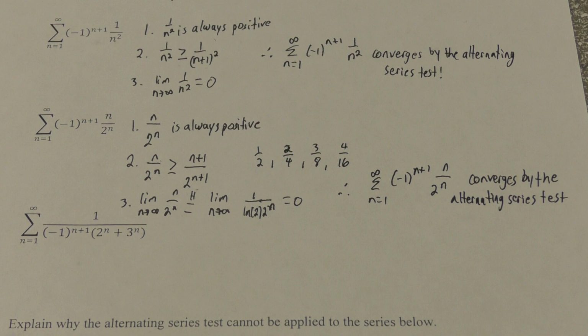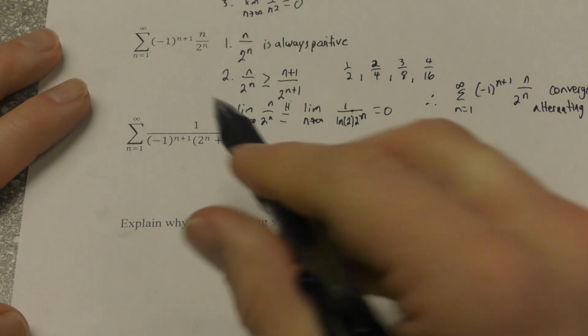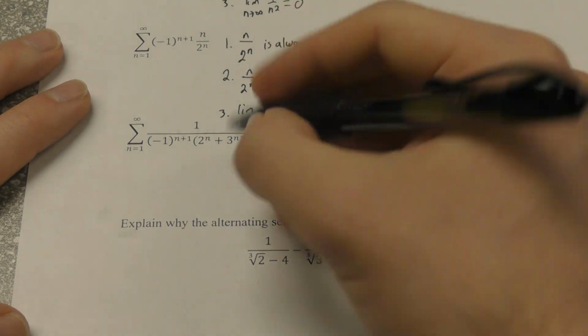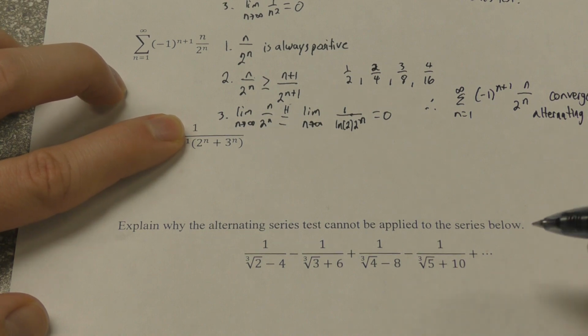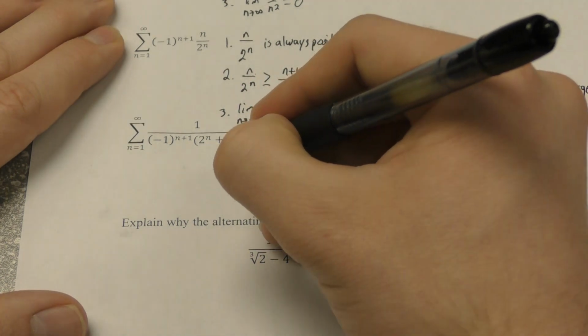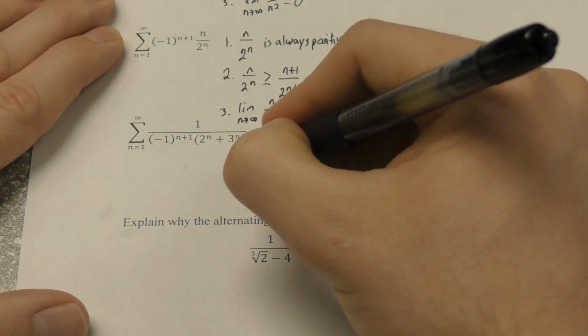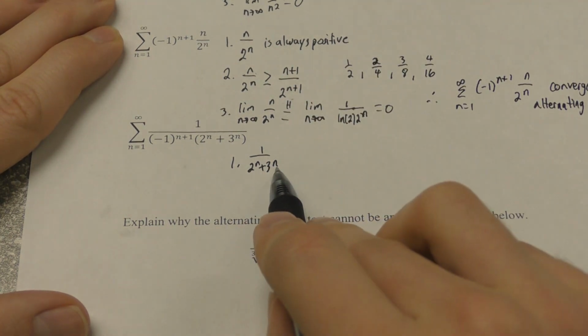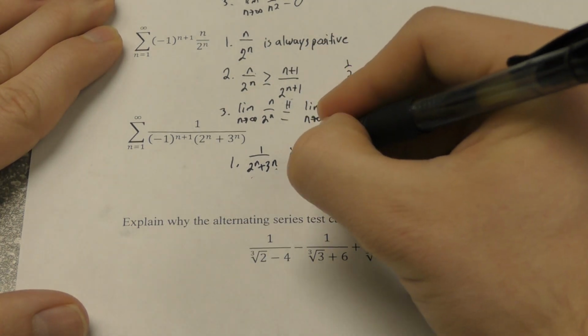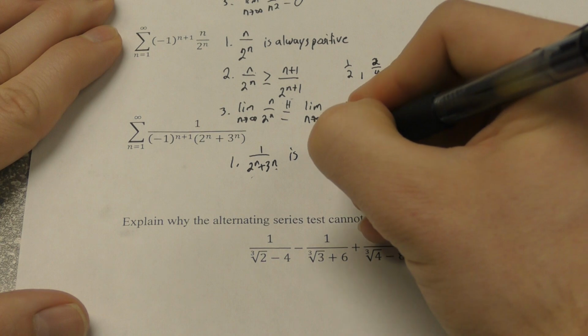Let's check the last one. It's kind of interesting. Our last one, our alternating part's right here, so I'm really just going to focus in on the rest of it: 1 over 2 to the n plus 3 to the n. Is it always positive? Well, as n goes from 1 to infinity, yes, those will stay positive. So we can say yes, it's always positive.